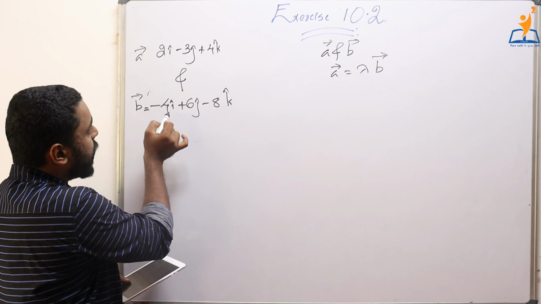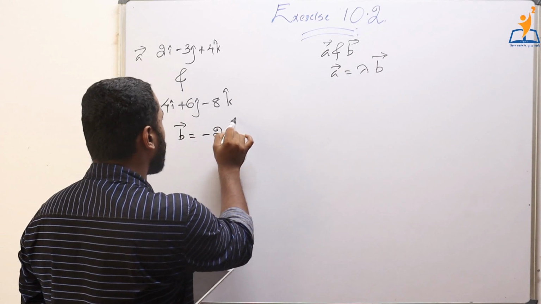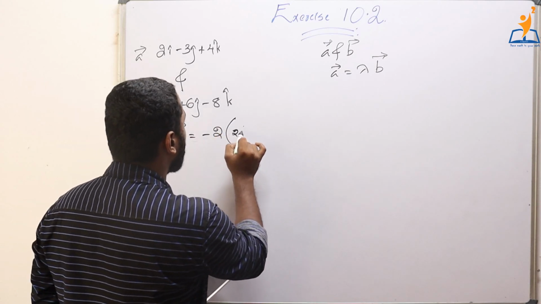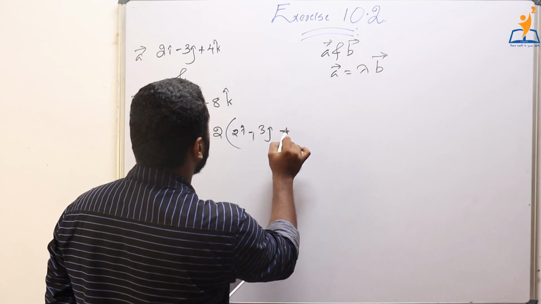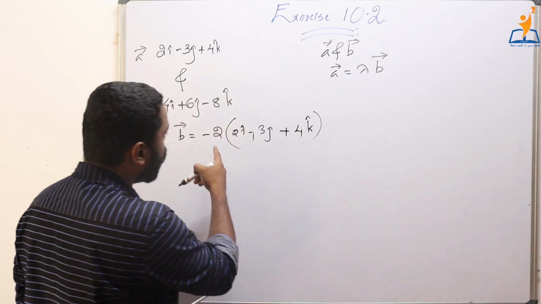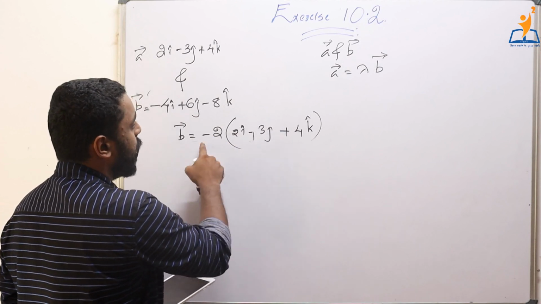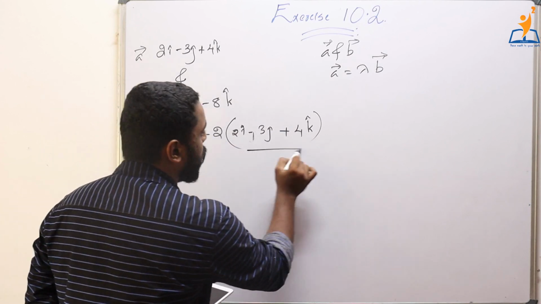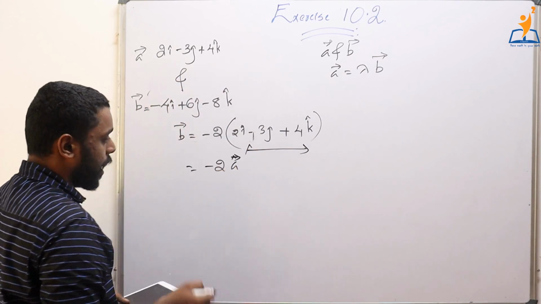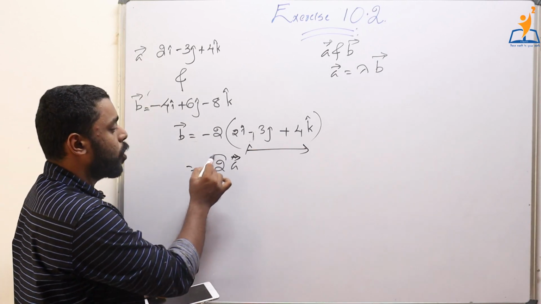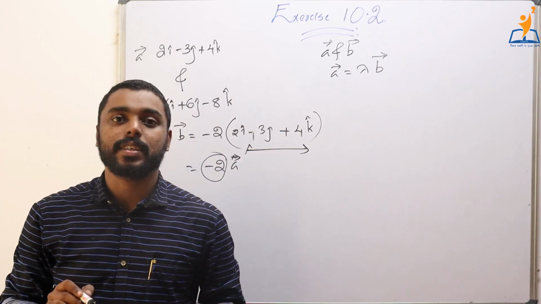See, in b we can take minus 2 outside, right? So we have b is equal to minus 2 into 2i minus 3j plus 4k. We took minus 2 outside. When we multiply with minus 2, it will become minus 4i plus 6j and minus 8k. So this vector is nothing but vector a. So it will become minus 2 into vector a. Therefore, we can find a lambda where lambda is equal to minus 2 such that b is equal to lambda a. So we can say that these two vectors are collinear.